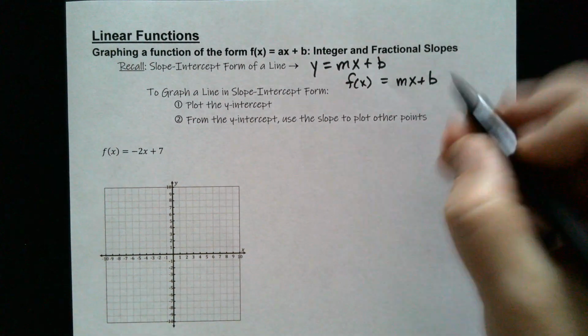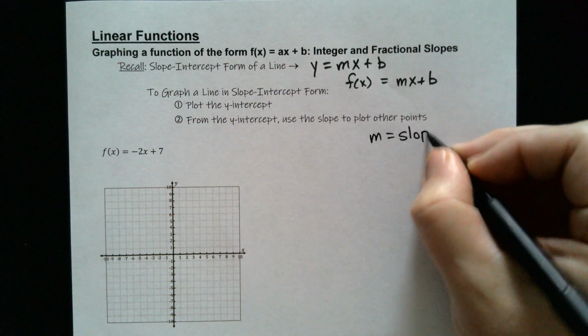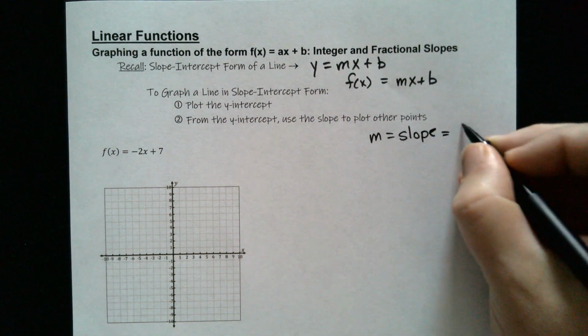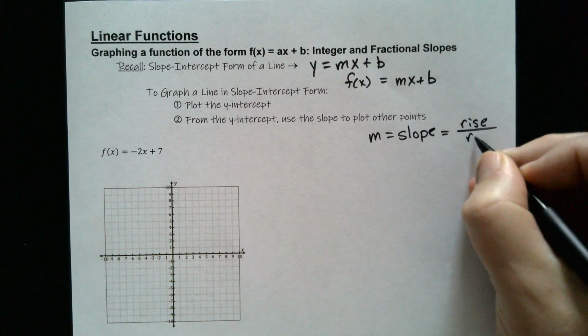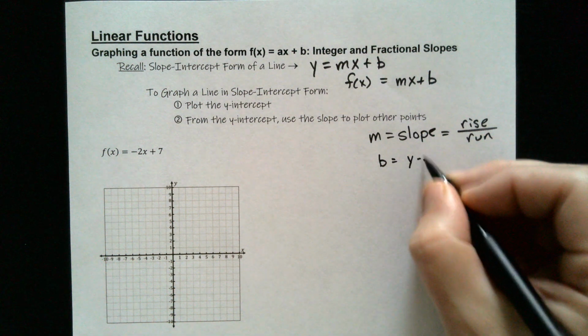Okay, so recall that the m is equal to slope, right? And it's going to be rise over run. And then b is your y-intercept.